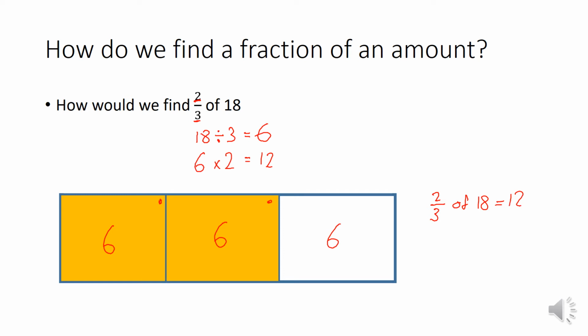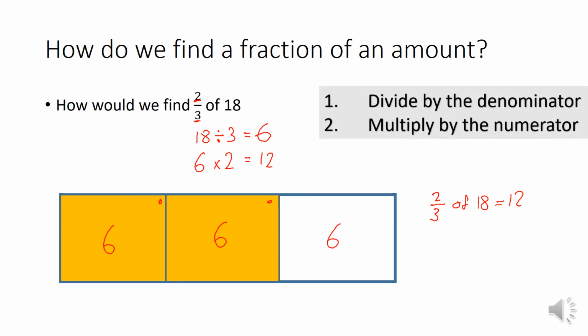So it's not too complicated when you've got this method up here. We divided by the denominator, so 18 divided by 3. Then we times it by the numerator. So we take our answer, we times it by the numerator, which is 2 in this case, to get 12 as our final answer. So 2/3 of 18 is 12. So let's keep going. If you're feeling confident with it, feel free to pause the video on the next one and have a go at doing it yourself.